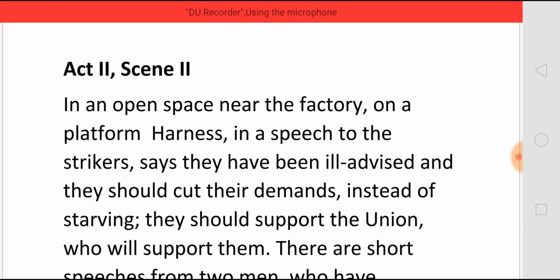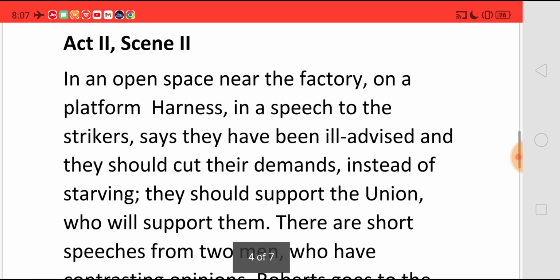In Act 2, Scene 2, we find that in an open space near the factory, on a platform, Harness, in a speech to the strikers, says that all these workers are ill-advised. And he says that all the demands are not only for their welfare. He says that they will have to cut down their demands. And if they cut down the demands, he says that he will definitely ask the directors to approve the other demands. And this will save them from starving.